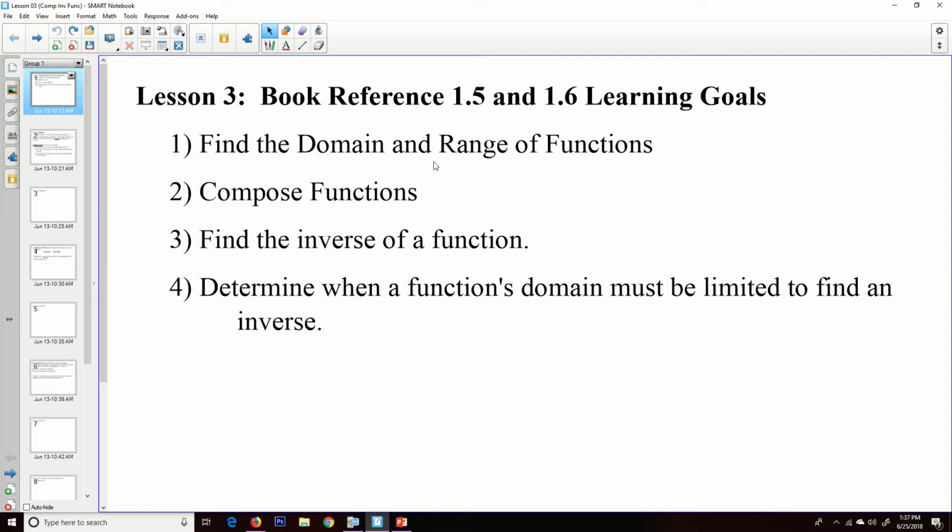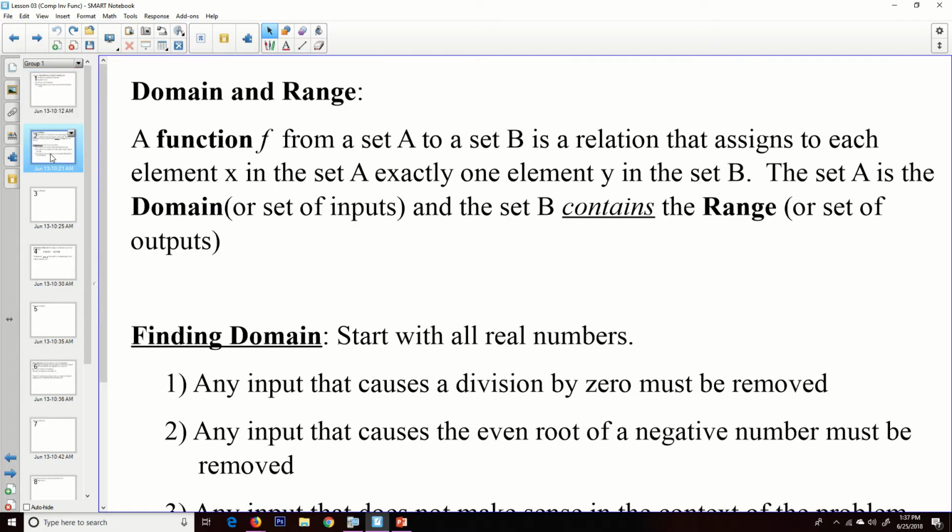So let's review domain and range rules. And for those of you who had Honors Algebra 2 last year with me, the rules for finding domain and range are exactly the same as they were, and they will be exactly the same when you get to calculus next year, and they will continue to be the same.